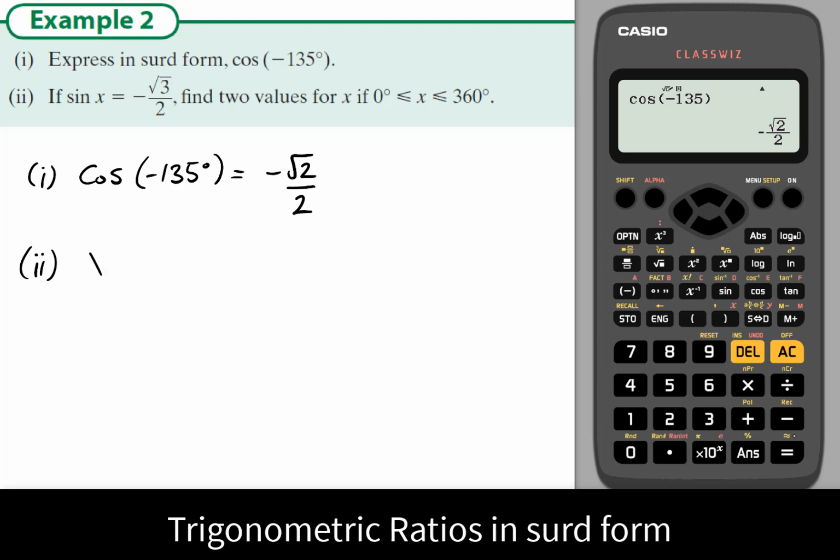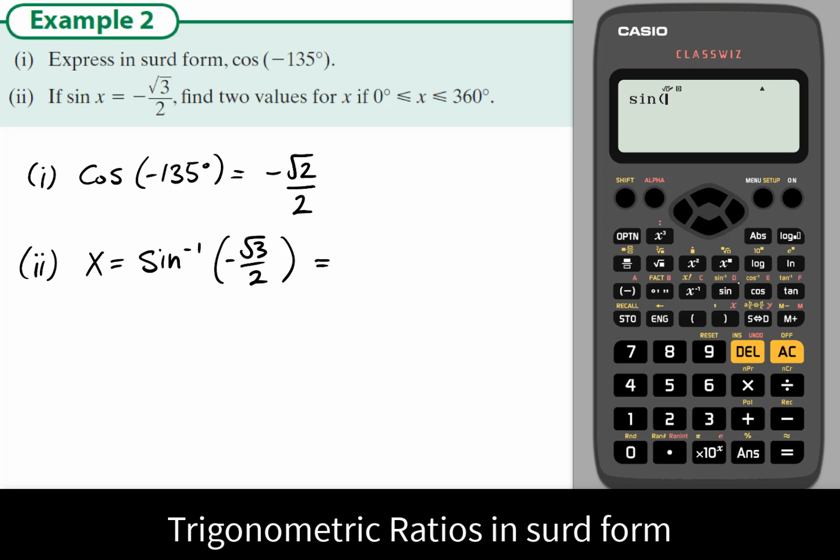In the second question, we're told that sine x is negative root 3 over 2, and we want to find the angle x, or rather two angles x between 0 and 360 degrees. If we write sine inverse of this ratio into the calculator, it'll evaluate an angle x first. When we do this, it tells us x is negative 60. Now, negative 60 is not between 0 and 360 degrees.